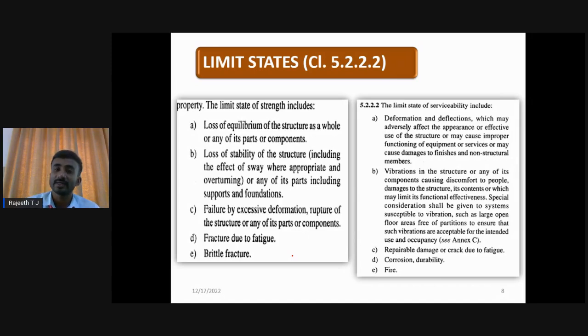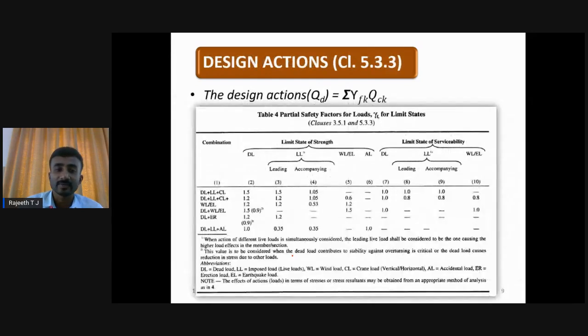So fire will come under limit state of serviceability, whereas in case of strength, loss of equilibrium, stability, failure, fracture damage, and brittle failure will come under limit state of strength. We should remember this. So sometimes they will ask a 1 mark question directly. So next is design actions. Design action is nothing but design loads.